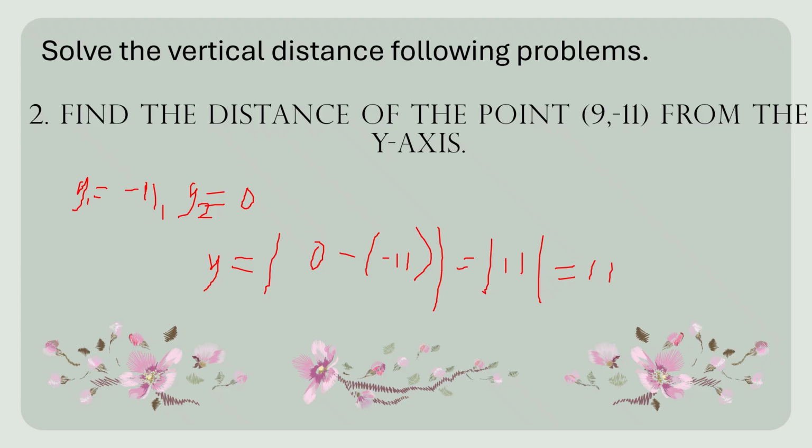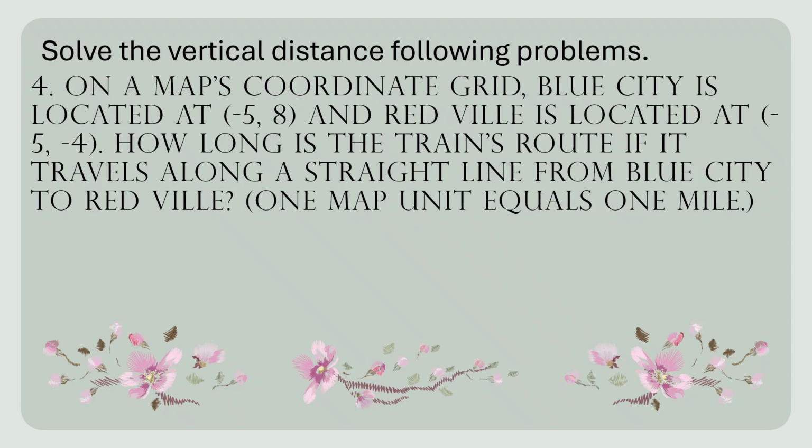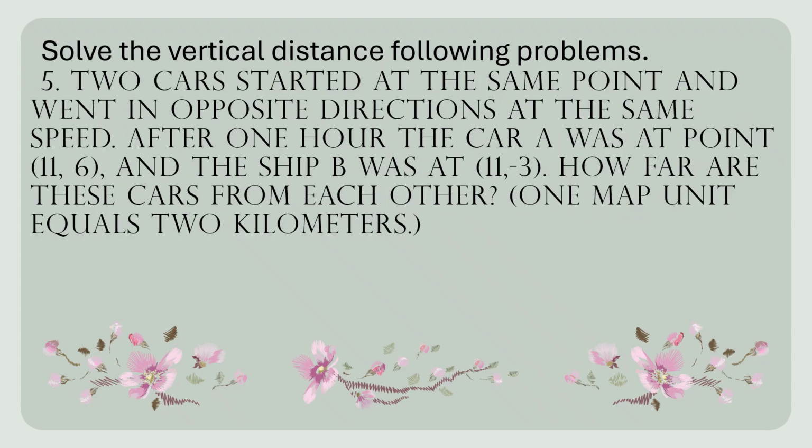Okay, next. This problem is quite easy because you don't need to solve. You just find the coordinates of the gym. Okay, next we have this problem. On a map's coordinate grid, Blue City is located at negative 5, 8, and Redville is located at negative 5, negative 4. How long is the train's route if it travels along a straight line from Blue City to Redville? One map unit is equal to 1 mile. So it's easy, just solve it.